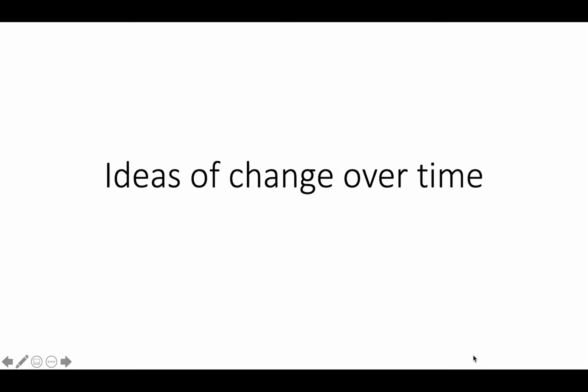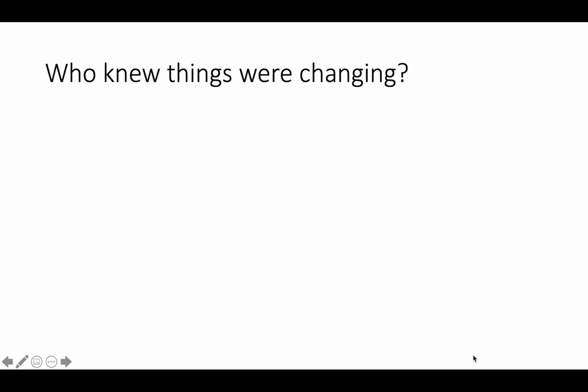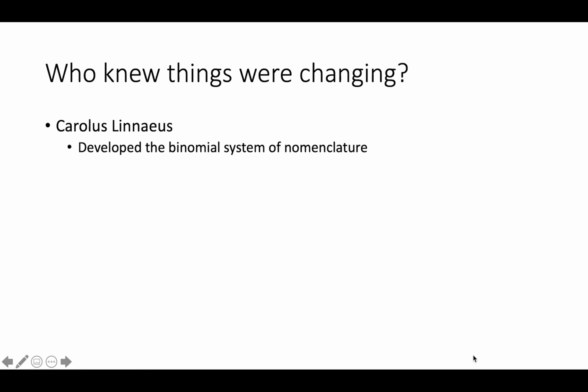This video is about the ideas of change over time. One of the earliest people to recognize that organisms were changing was Carolus Linnaeus. Linnaeus is actually responsible for developing the binomial system of nomenclature. He was the one that came up with this two-name system, and that's a system that we still use today with names such as Homo sapiens. You have the two-name system.